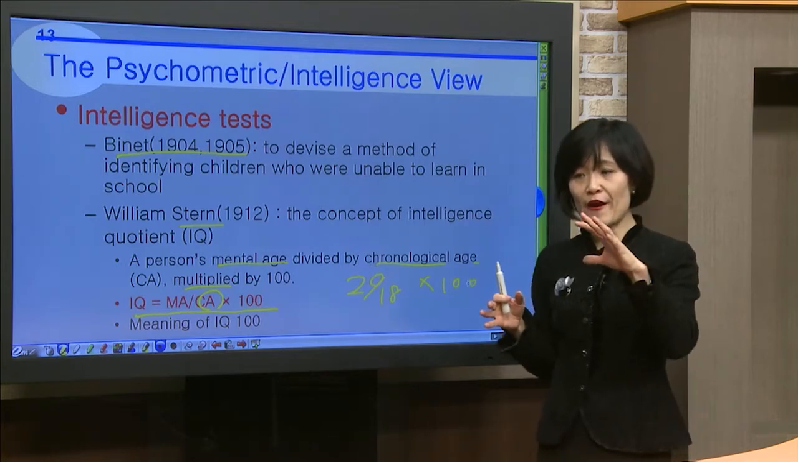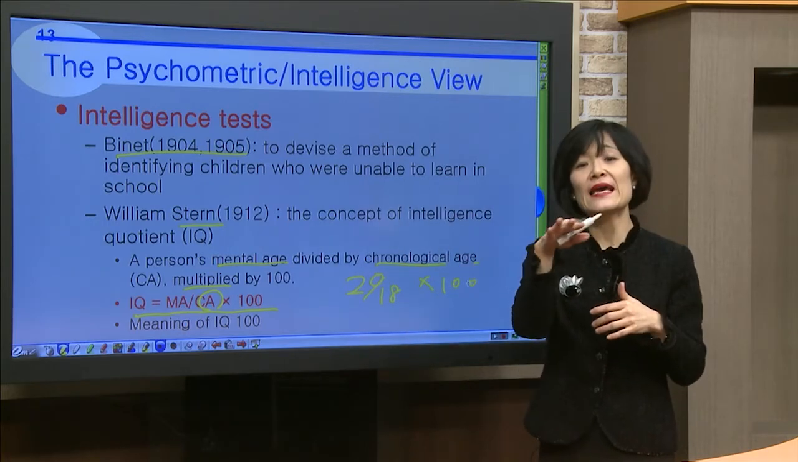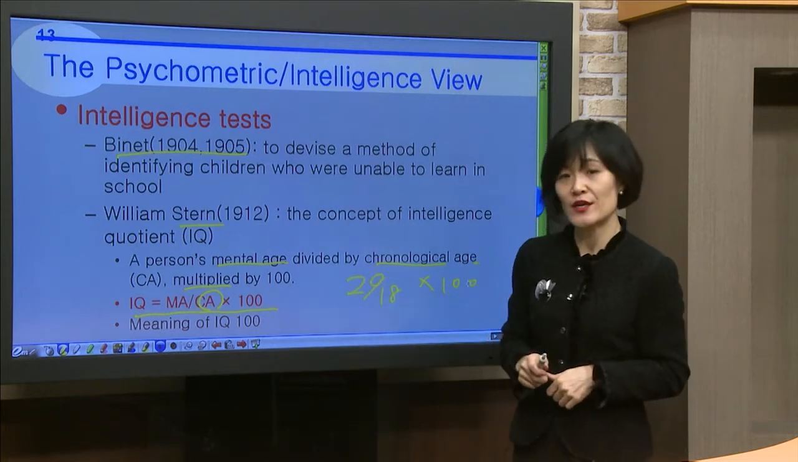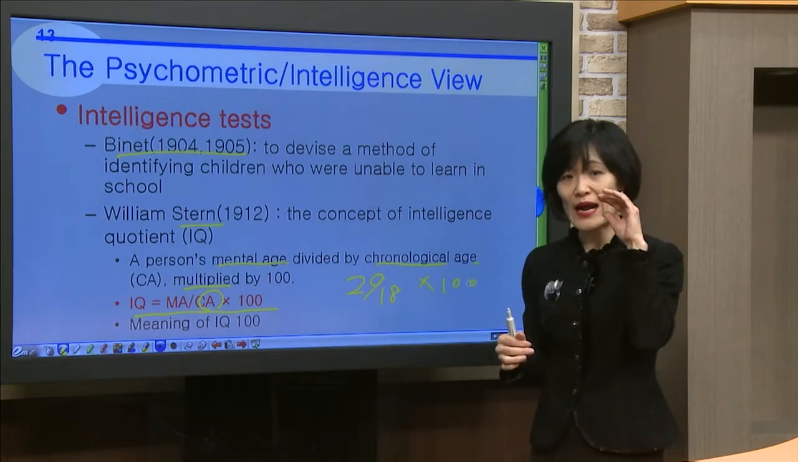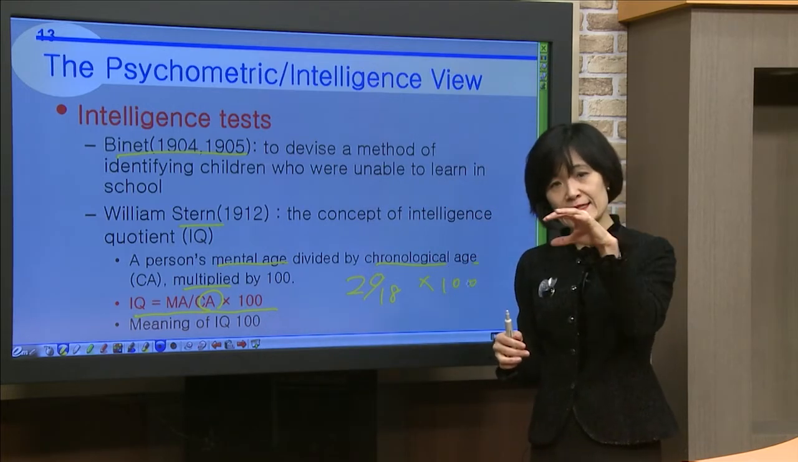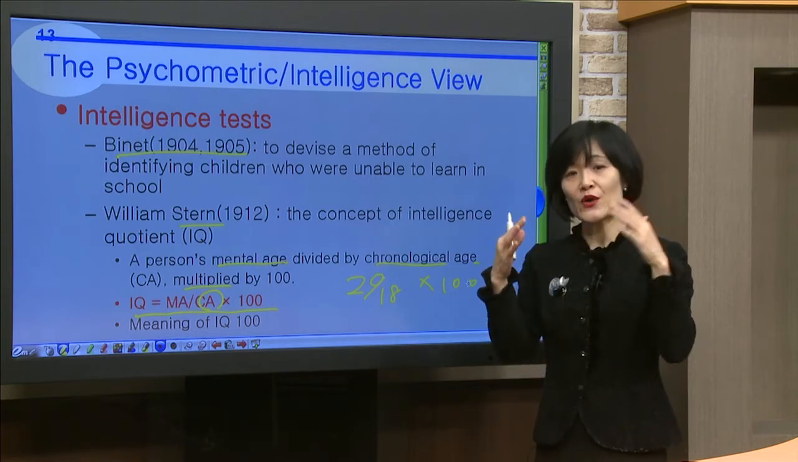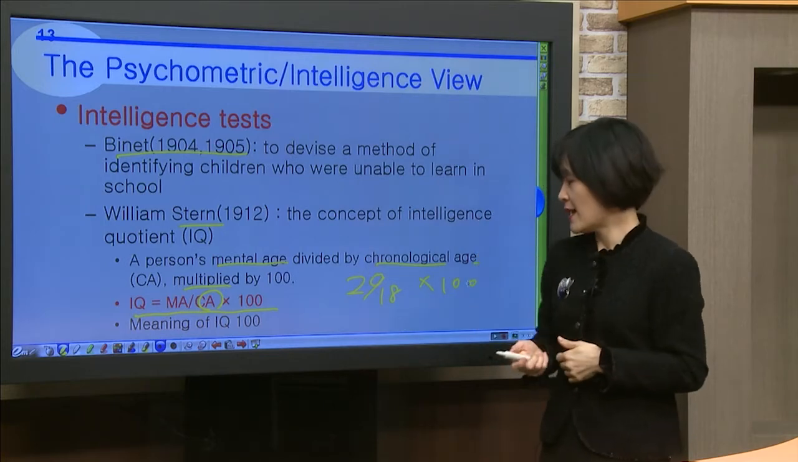So you compare your chronological age with your mental age. That is the basic formula, right? So the meaning of IQ 100 is that your mental age is exactly similar to your chronological age. IQ 100 is the average of your chronological age.